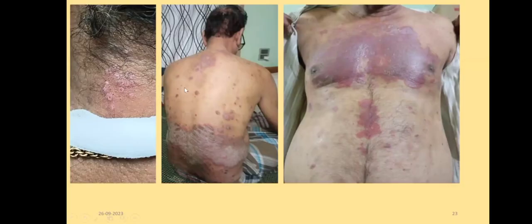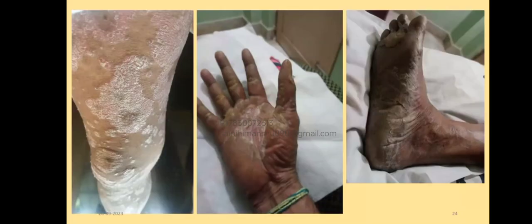Koebner's phenomenon is very evident in this. On the second photo, the striae, the lines, the linear pattern of the lesion is the diagnostic Koebner's phenomenon. In the case of plaques, hyperkeratotic lesion on the palm and foot, exfoliative lesions on the palm.